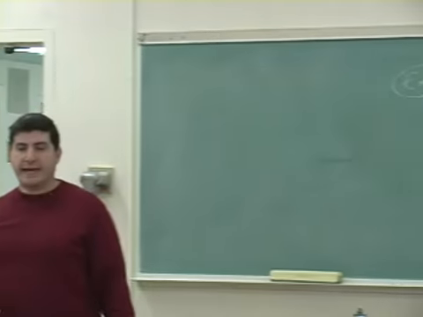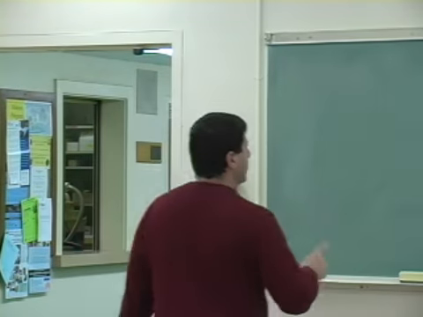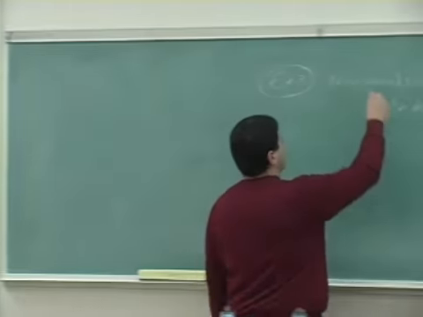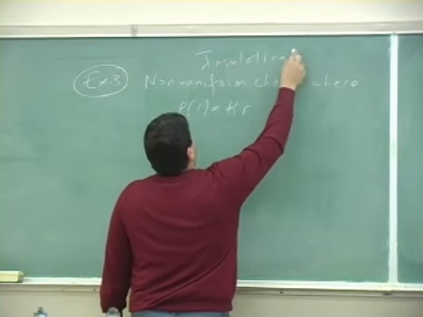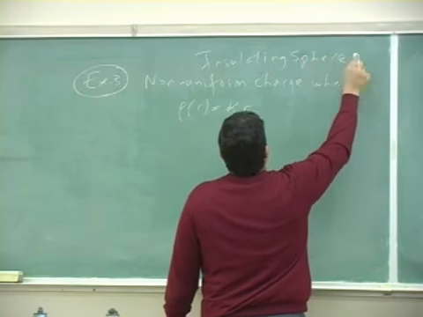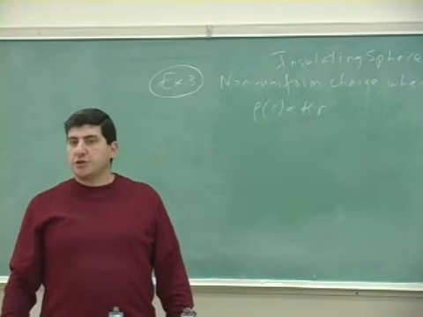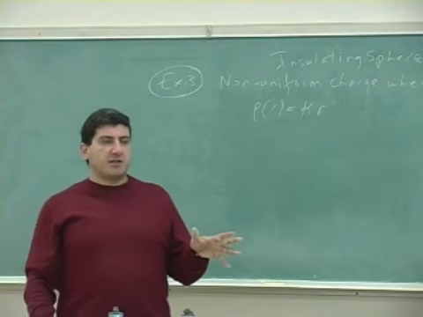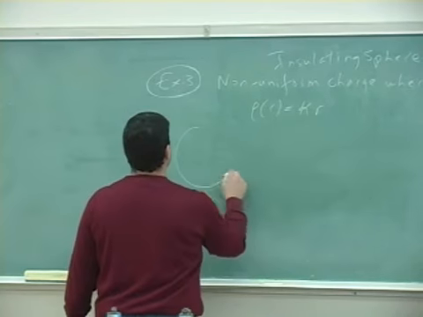Okay, so now I have an insulating sphere with non-uniform charge density. It's an insulating sphere where the charge density rho increases linearly as a function of r. So the picture looks something like this.